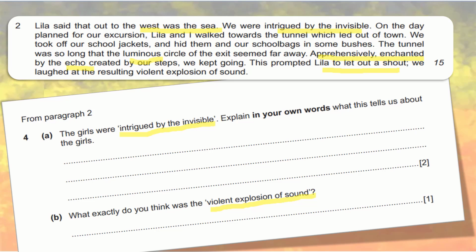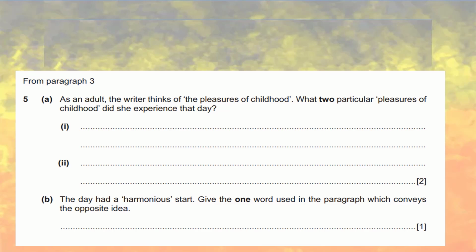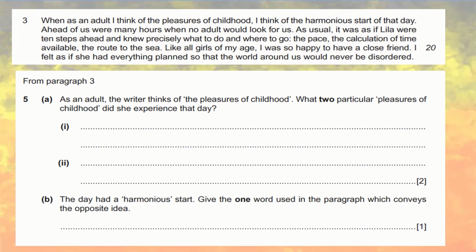So what was the violent explosion of the sound? It was the echo of Leela's shout. So you've seen that very careful reading is really compulsory for doing it properly. So let's move on to the next passage. You have seen how the questions are set passage-wise. Now, here is paragraph number 3 and the question set on it, question number 5.